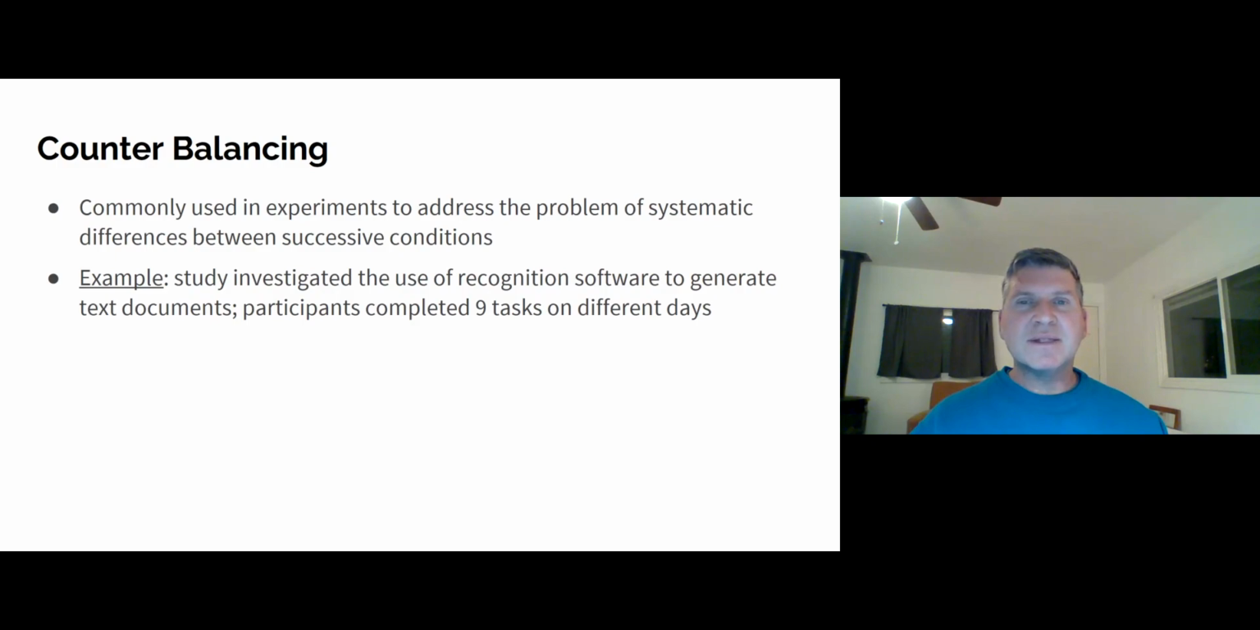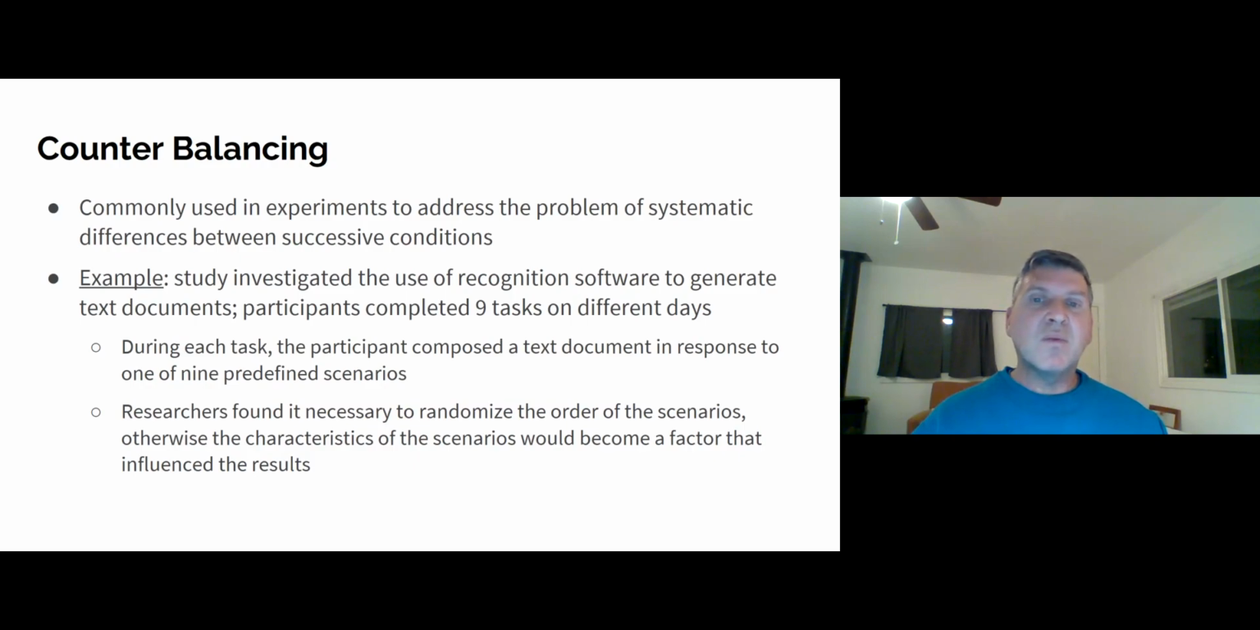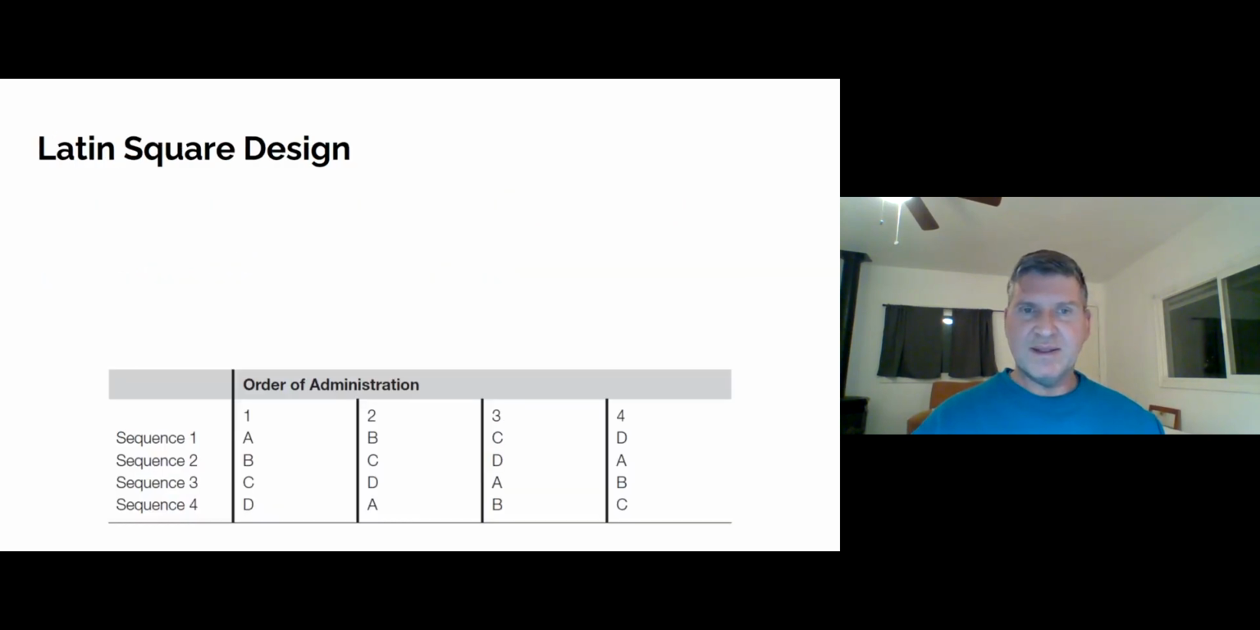So let's take a look at some recognition software to generate text documents. There are 9 different tasks on different days. For each task, the participant composed a text document in response to one of 9 predefined scenarios. So we need to randomize the order of the scenarios because we don't want the characteristics of the scenarios to become a factor that influences the results. That would be a hidden factor we want to try to avoid.